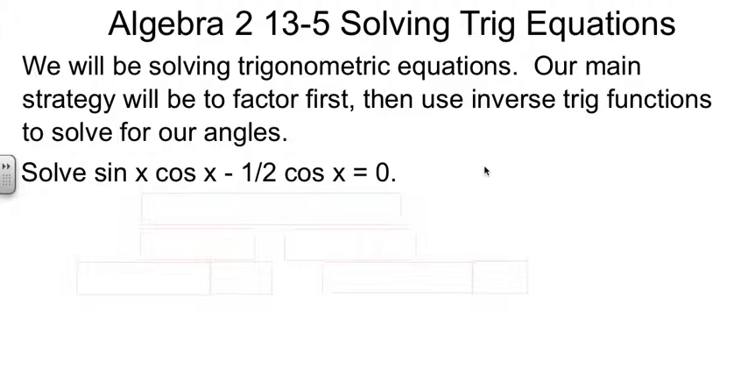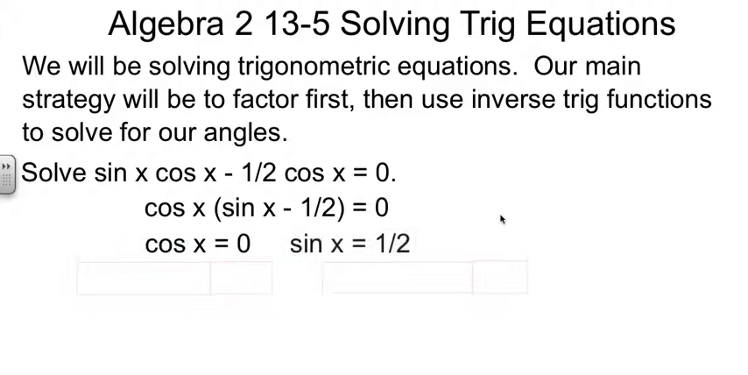So our first job is to solve this equation, sine x times cosine x minus 1/2 times cosine x equals 0. Now, I'm looking at this and I see a common factor right away. Both of those terms have cosine x in them. So I'm going to factor out the cosine x. Now I've got two factors equal to 0, so I split them into two separate problems. In the first case, cosine x just equals 0. In the second case, sine x minus 1/2 equals 0. So I brought the half over.